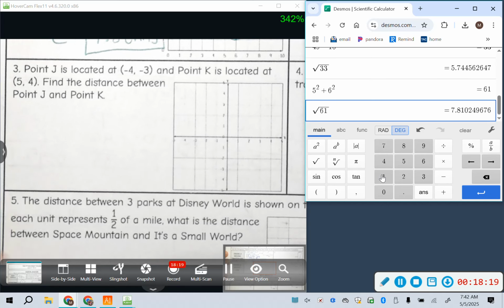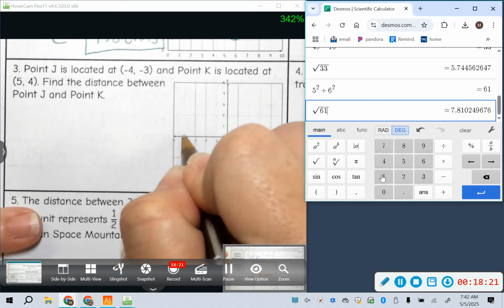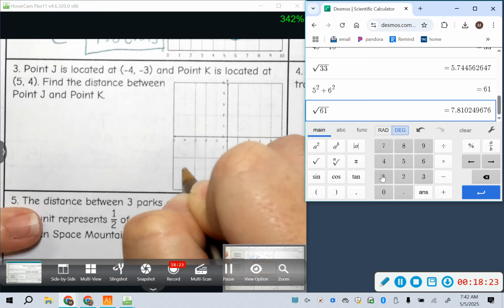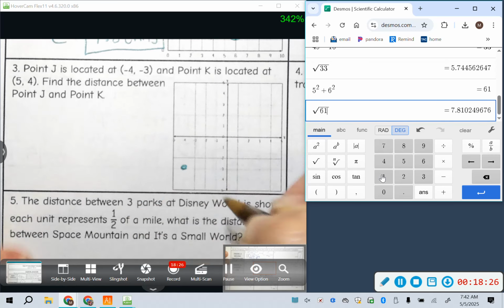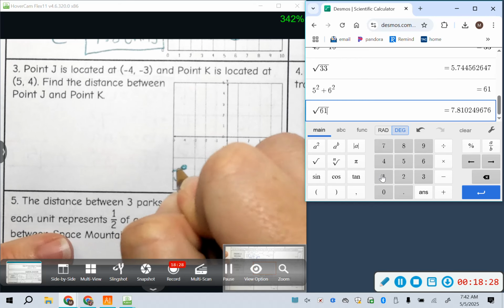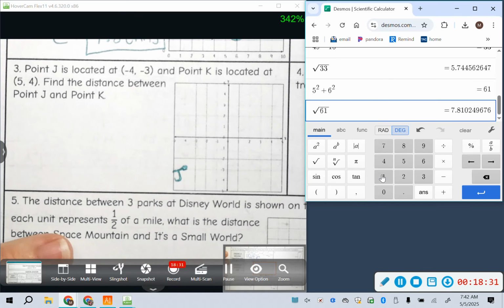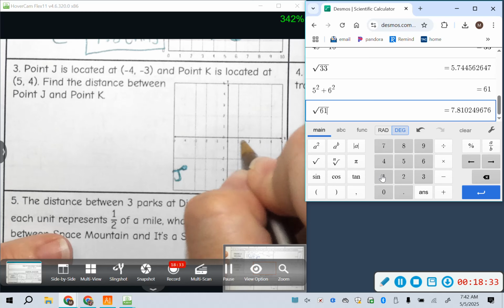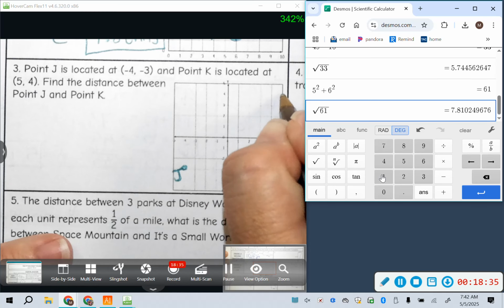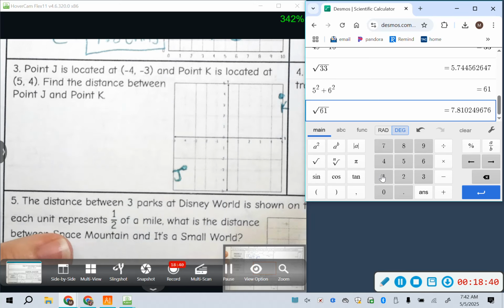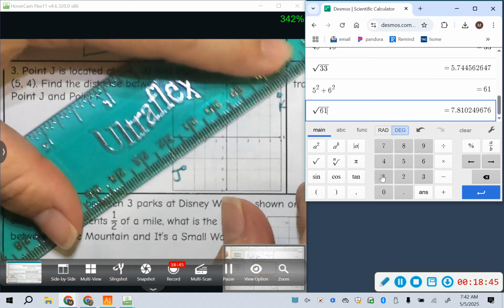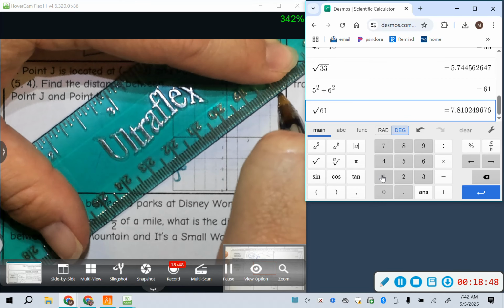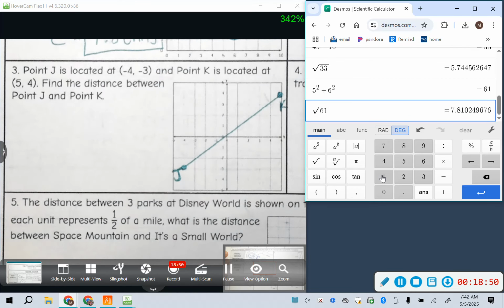Okay, so it says point J is located at -4, -3, 1, 2, 3. These are not the best graphs. Sorry, y'all. So this is point J. And point K is located at 5, 4. 5, 1, 2, 3, 4. Your ID badges make really good rulers. Or if you need a ruler, I have some. And we're trying to find that diagonal.